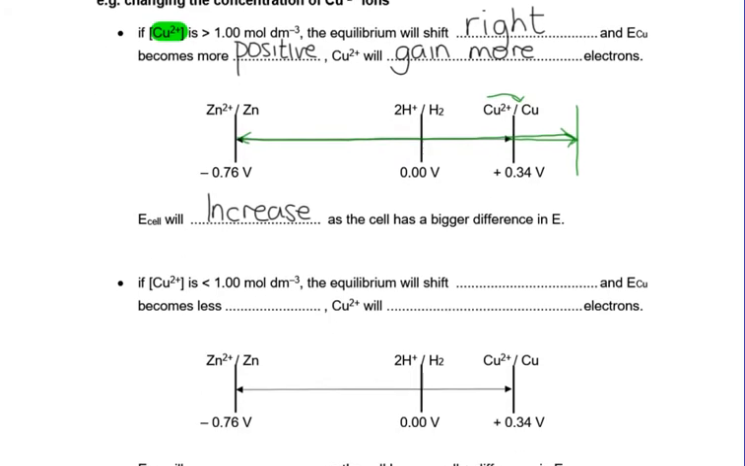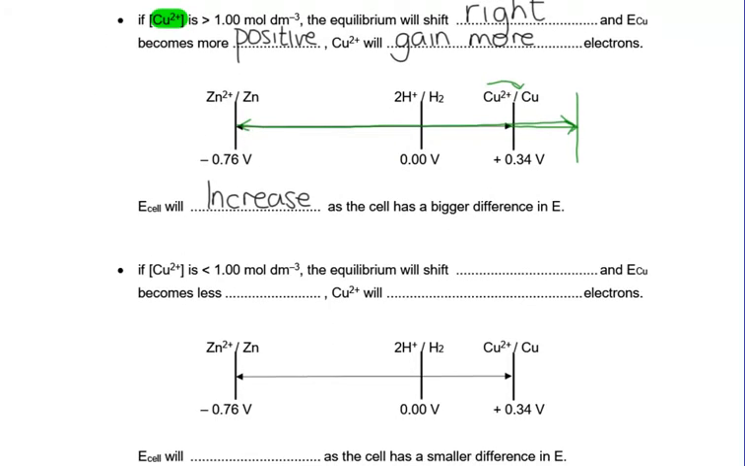If conversely we decided to reduce the concentration, so we're having less copper 2+ on the left, the equilibrium will shift left to replace the copper 2+, and it will become less positive, because we're still going to be doing reduction, but there's going to be less of it. So it will gain fewer electrons.